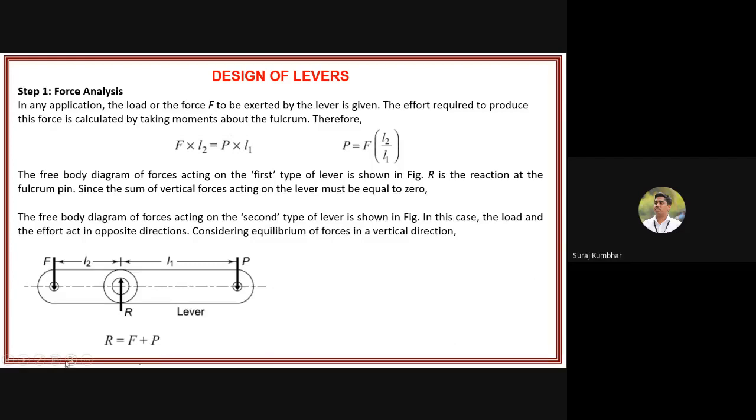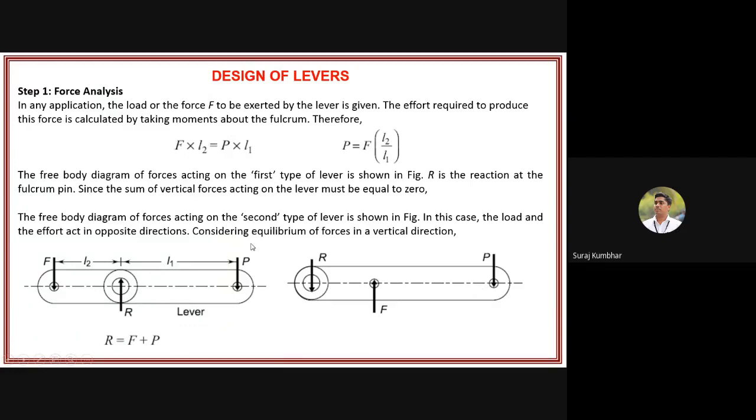Now the free body diagram of the forces acting on the second type of lever is shown in the figure. This is a second type of lever. Why? Because the load is in between the fulcrum and the effort. In a first order lever, the fulcrum is in between the load and the effort. But in a second order lever, the load is in between the fulcrum and the effort. In this case the load and the effort both act in the upward direction, opposite to the reaction.